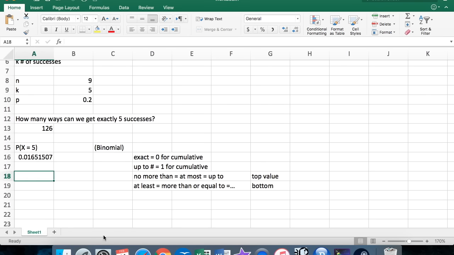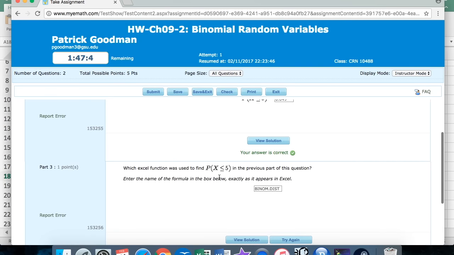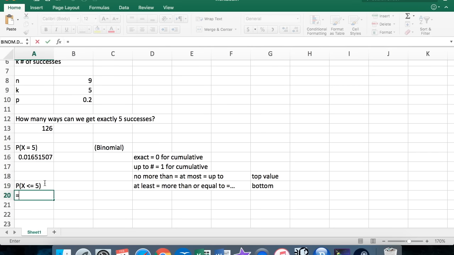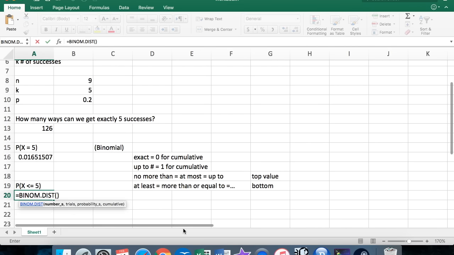So in a binomial distribution, in this case we want at least 5 or up to 5. That's this first case. We have a top value. And that's good because when you have it the other way around, it's very difficult. So x is less than or equal to 5. Okay, so do your binom dist. Okay, and now do the exact same thing.